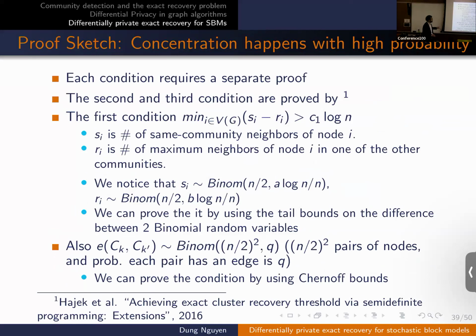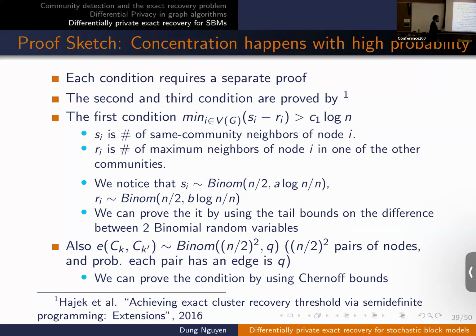The next thing is we prove that the concentration happens with high probability. So basically, we prove each statement with high probability and use the union bound for the whole set of statements. But let's see the first condition, C1. In C1, we say that the difference between Si and Ri is larger than C1 log n for some constant C1.